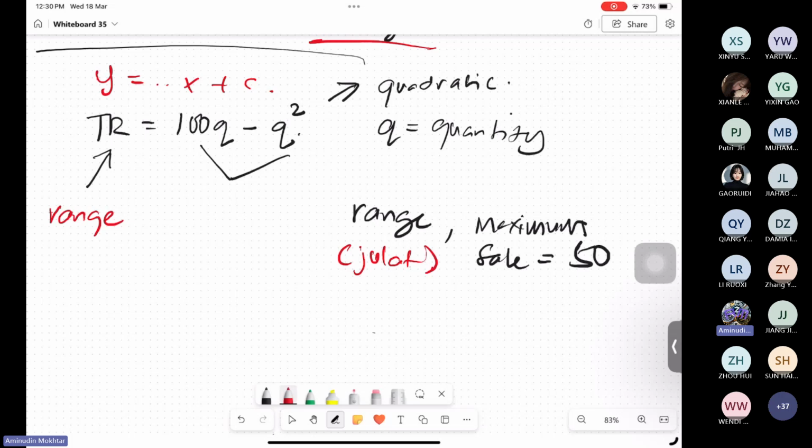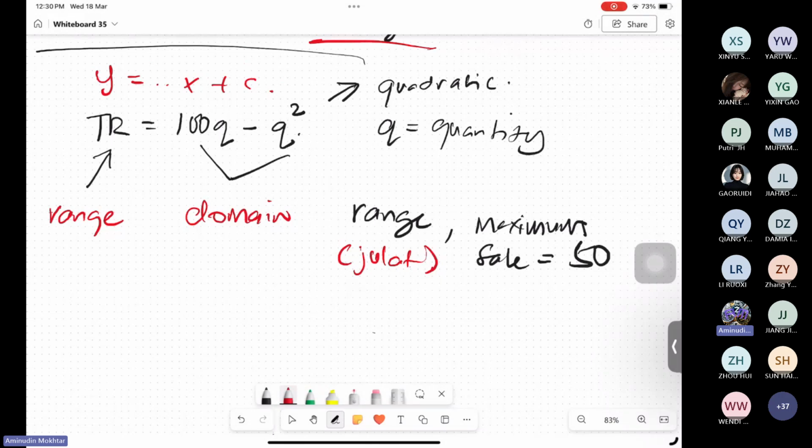Now TR is range, and then of course Q is domain. Since we have two Q here, it doesn't matter because the base is Q. This is also Q, or Q to the power of 2, Q cube, and so on. Okay. So based on this question, please find the range of the revenue function if the maximum limit of sale is only 50 units per month, for example.